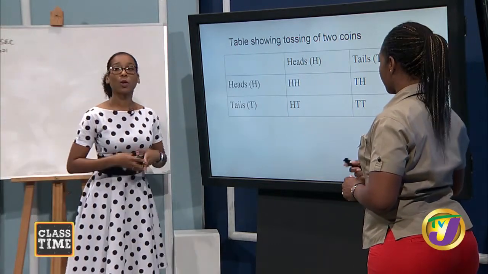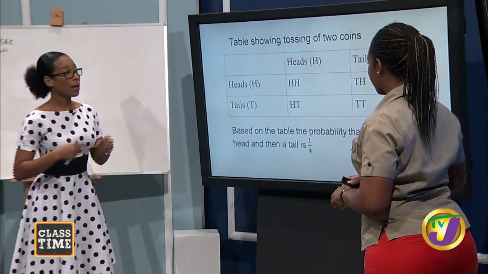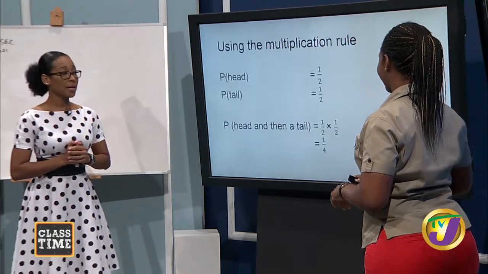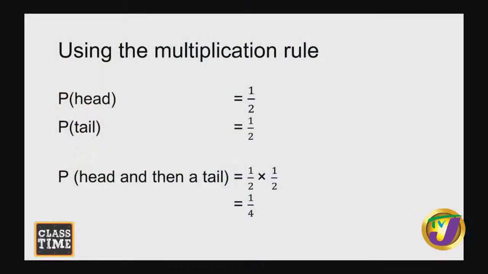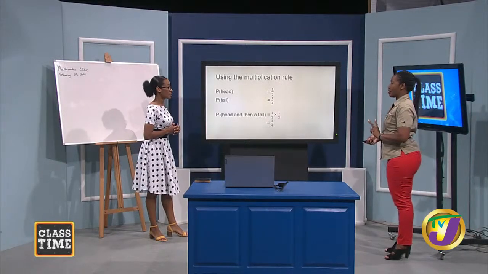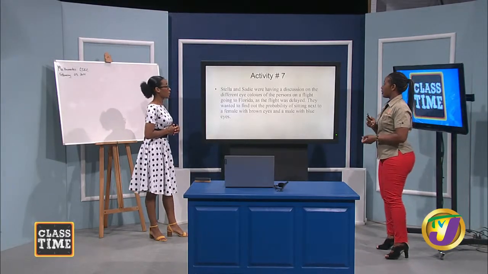So we're going to be taking a look now at our last activity for today. Here we see, using the multiplication rule, we could have gotten half times half, which is a quarter. This is because we treated both coin tosses as independent events. Great. So here goes.